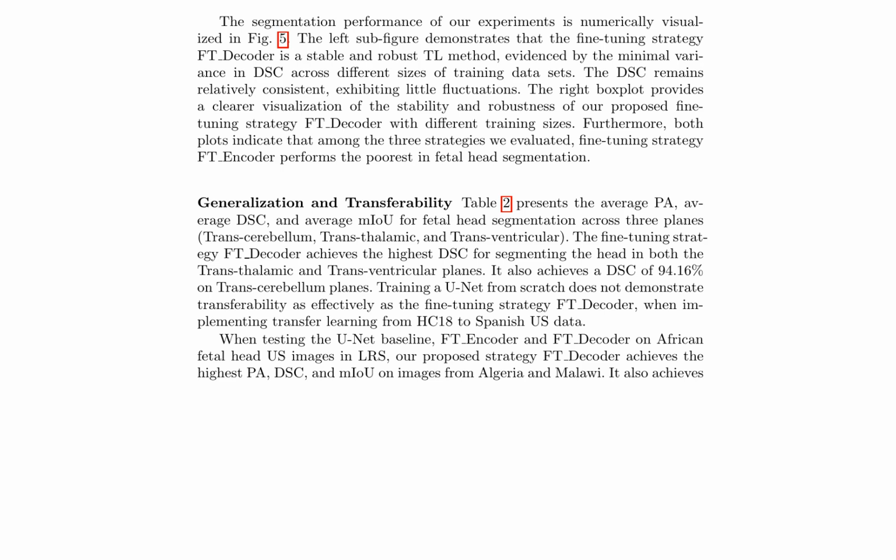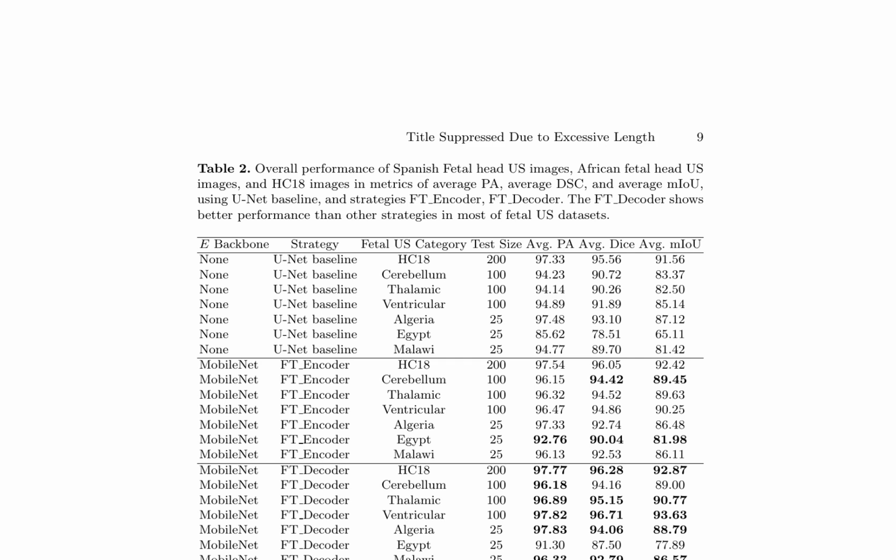Furthermore, when testing the UNet baseline, FT encoder, and FT decoder on African fetal head US images in LRS, the FT decoder strategy achieves the highest PA, DSC, and MIOU on images from Algeria and Malawi. This suggests that the FT decoder strategy is more effective in segmenting fetal head US images from different regions and datasets. The table below illustrates the comparative performance of the UNet baseline and fine-tuning strategies, specifically FT encoder and FT decoder, on various fetal ultrasound images.